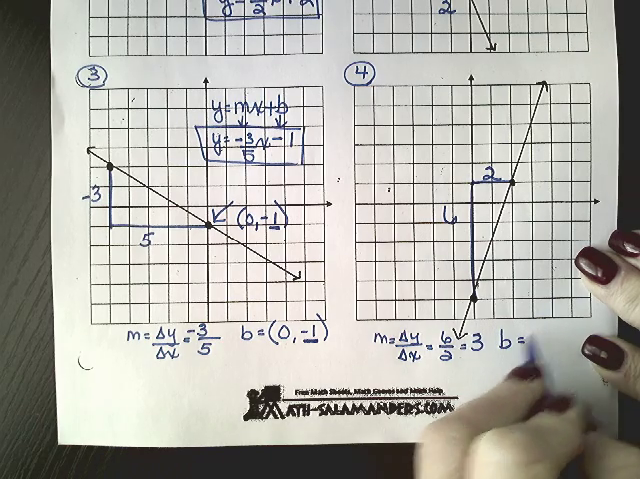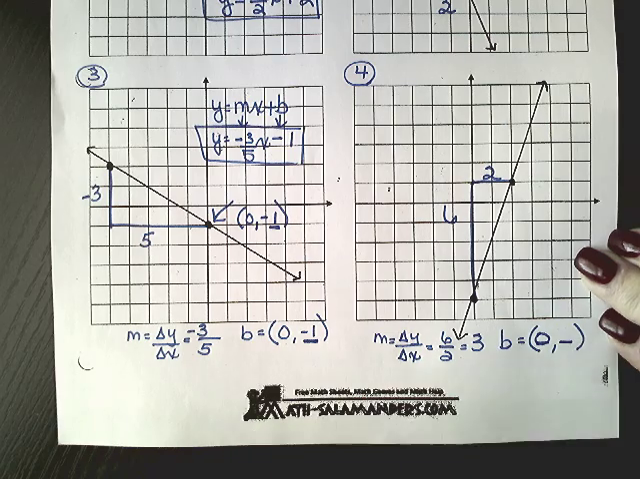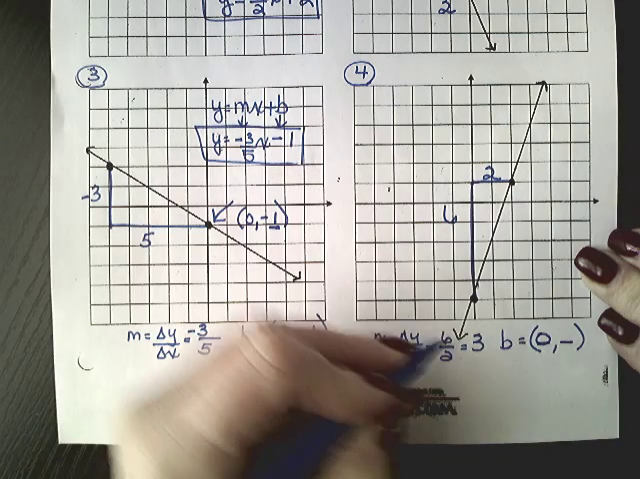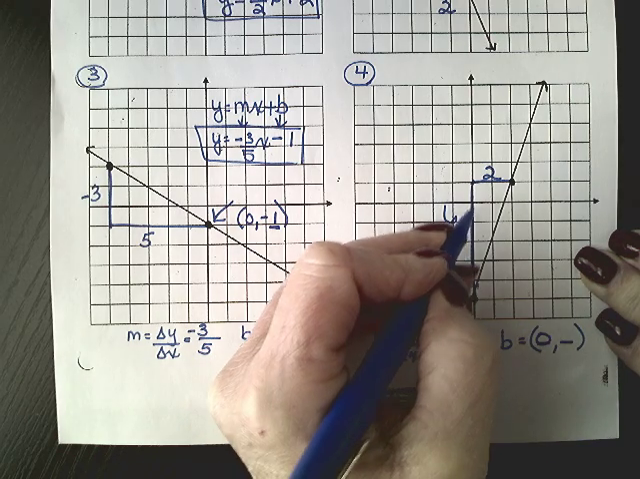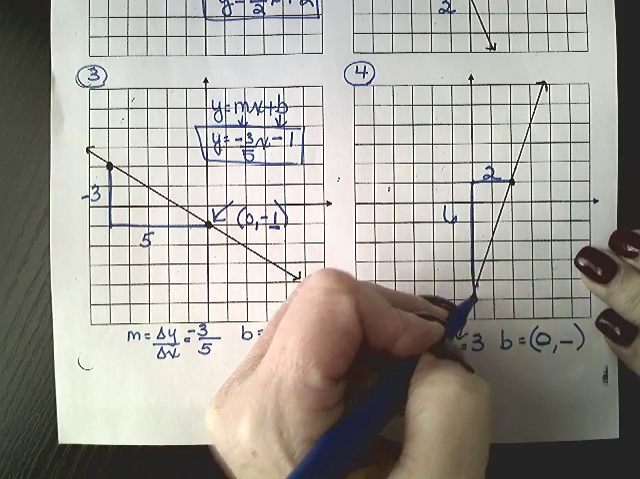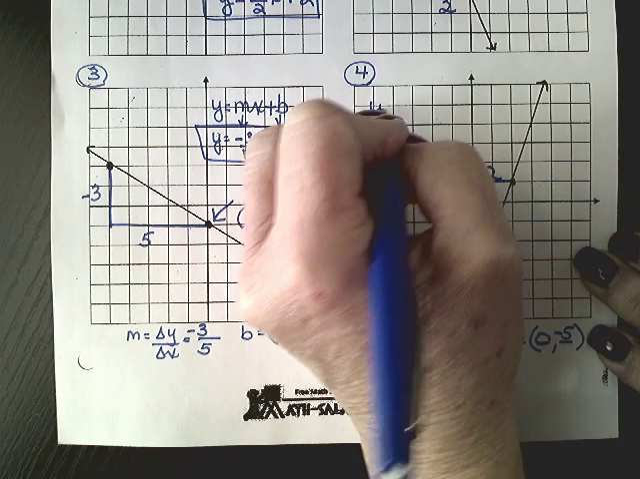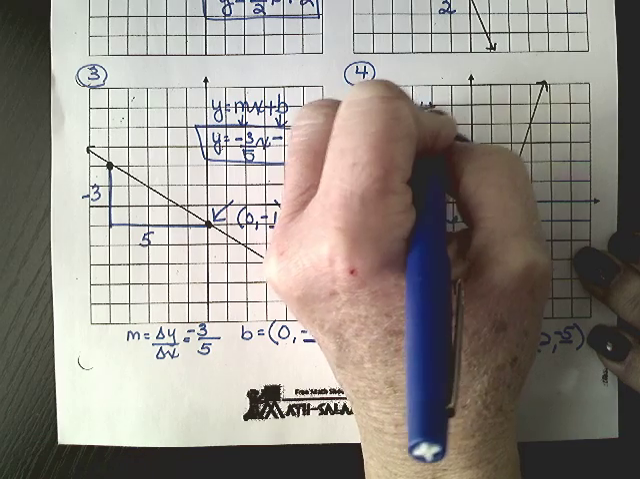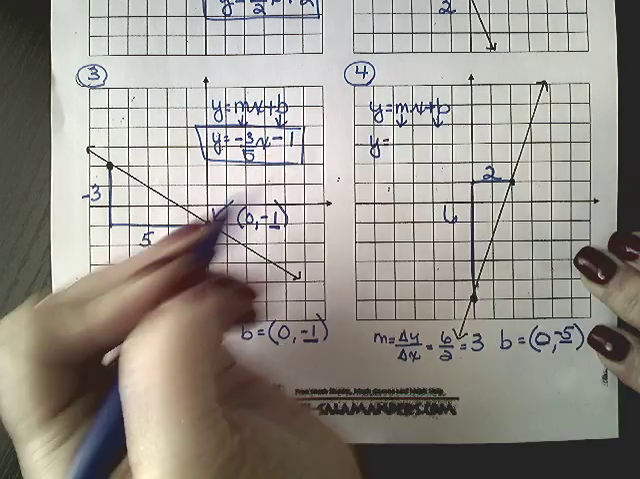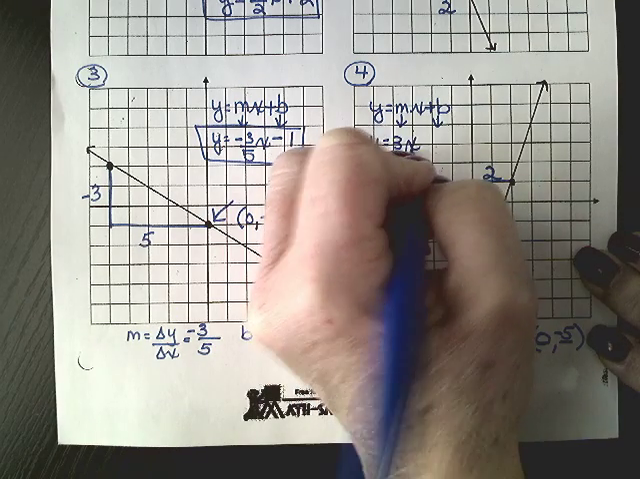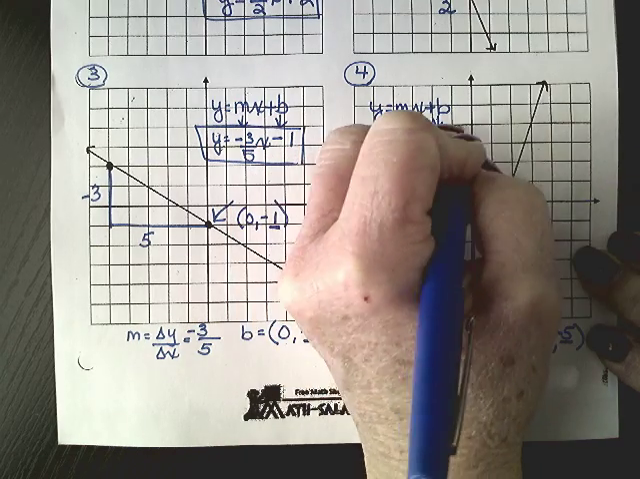What is my b? Where does it intersect my y-axis? Right at the very beginning of that incline. So that would be the origin, 1, 2, 3, 4, 5, negative 5. So y is equal to mx plus b. Substitute the m and the b. Y equals 3x minus 5. Or plus a negative 5, whichever way you want to write it.